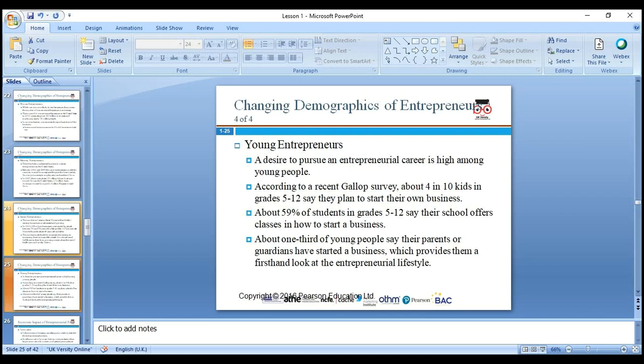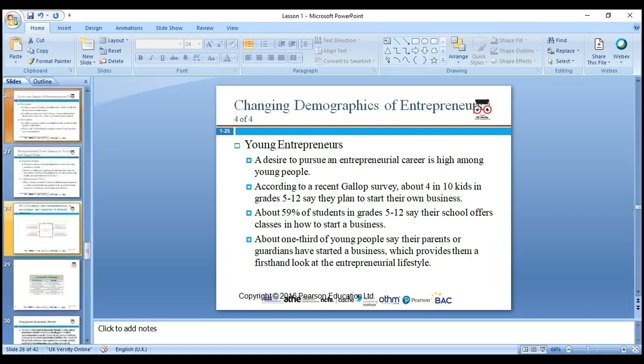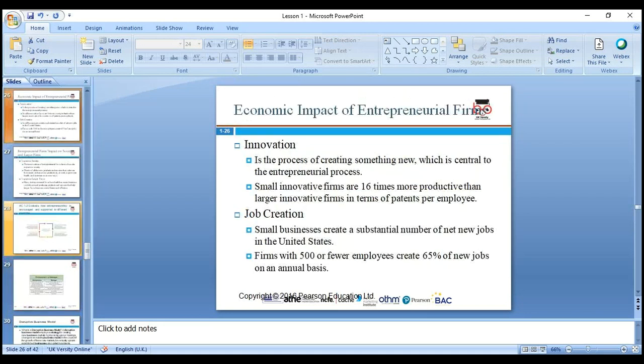Young entrepreneurs are growing even more: 4 in 10 kids aged 5 to 12 say they plan to start their own business. About 9% of students in grades 5 to 12 say their school offers classes on how to start a business. So at an early age, they're being given ideas on how to become their own boss.